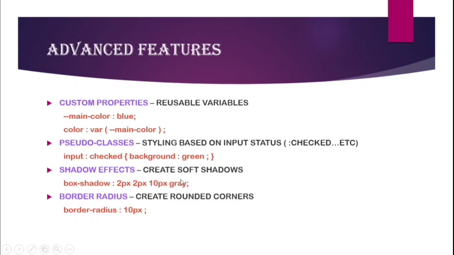Then we have border radius, to create rounded corners. Okay, this is one of the most important topics also, you can say. You can create a rounded border, you can also create an exact circle. You can create one rectangular box, you just have to mention border radius equal to 50%. It will create an exact circle. It is also one of the advanced features that are available in the CSS.